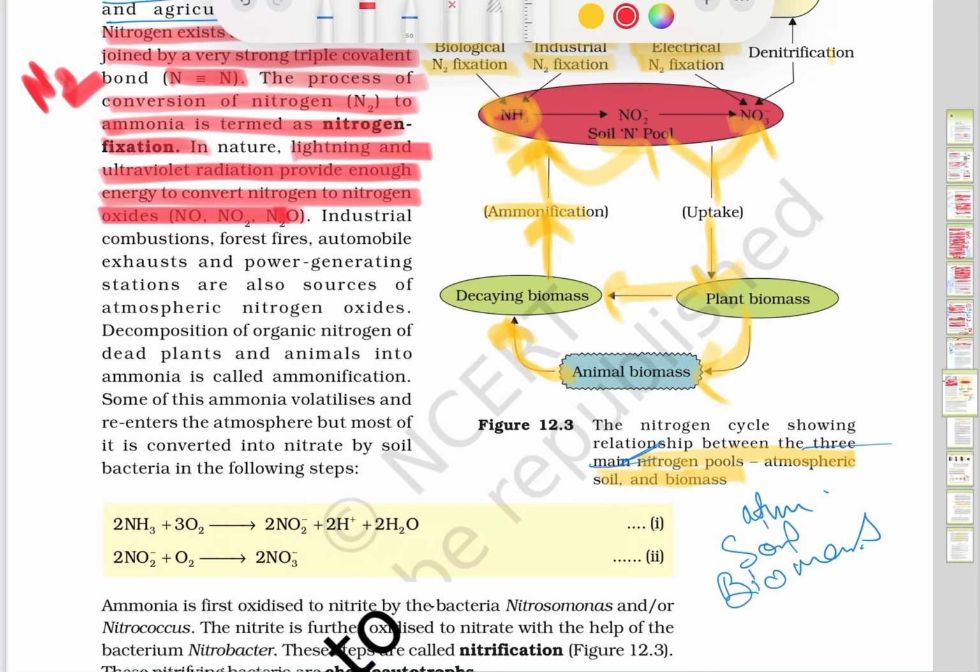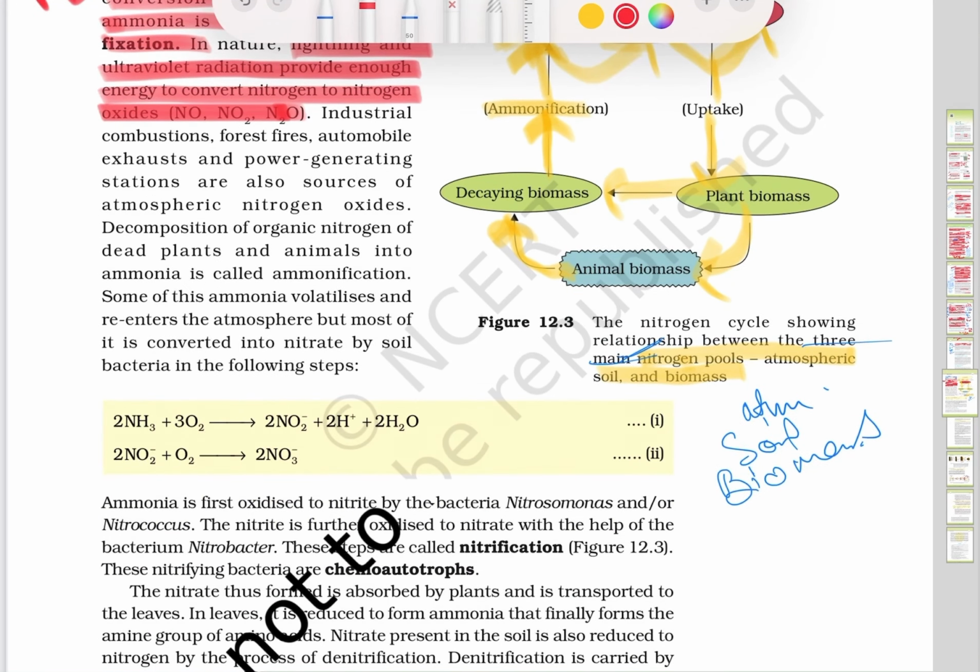So nitrogen dioxide, dinitrogen oxide. Industrial combustion, forest fires, automobile exhausts, and power generating stations are also sources of atmospheric nitrogen oxides.